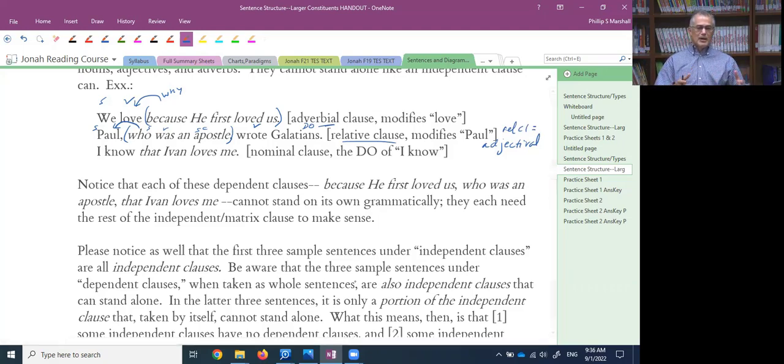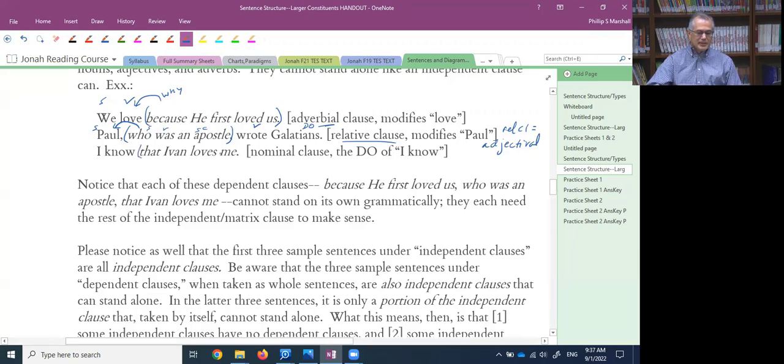Paul, who was an apostle. Paul's a noun, right? That relative clause is modifying the noun. The man who came to dinner: who came to dinner is modifying the noun man. I killed the mayor who was a racketeer. The mayor is the noun, and who was a racketeer is a modifying relative clause. It modifies the noun. So relative clauses are doing what adjectives do. They modify nouns.